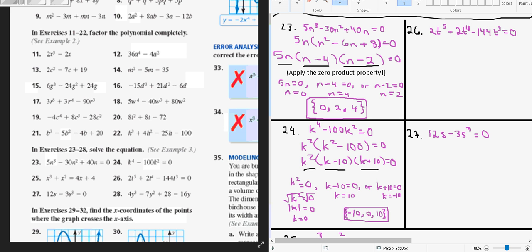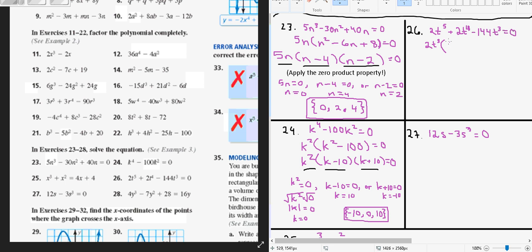So number 26. Number 26 is a trinomial, but we have a greatest common factor here. So I see that I've got a 2 here, and then a 144, negative 144. They're all divisible by 2, so I'm going to factor out a 2. I have a t cubed, that's the smallest exponent. This is also divisible by t cubed, and this is divisible by t cubed. So I can factor out 2t cubed.